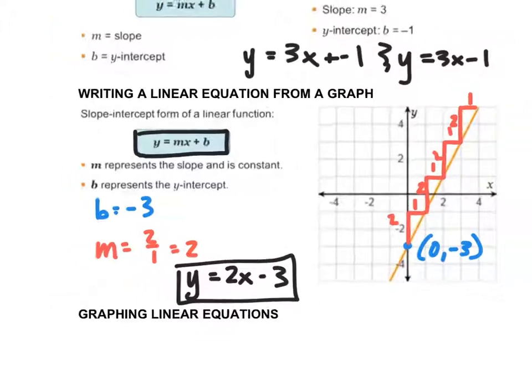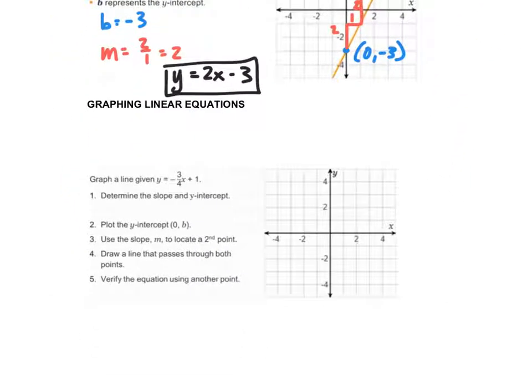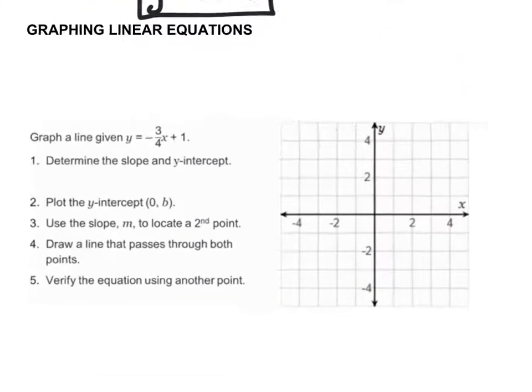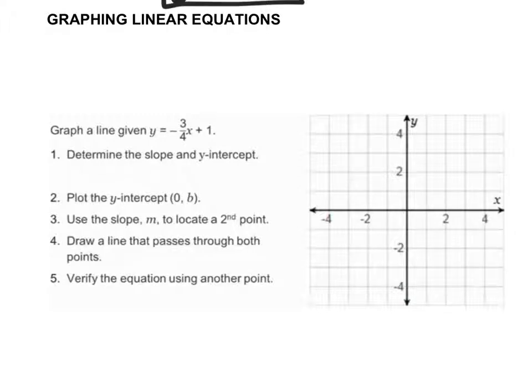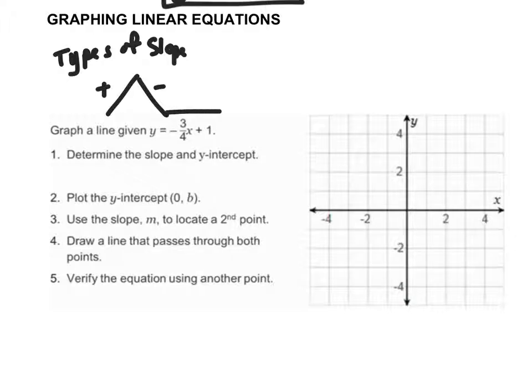All right, the next thing I can do is graph these equations, which is pretty powerful. I want to graph this equation, y equals negative 3/4 x plus 1. First things first, let's identify our types of slope. This will help us graph. We can have a positive slope, a negative slope, a zero slope, or an undefined slope.